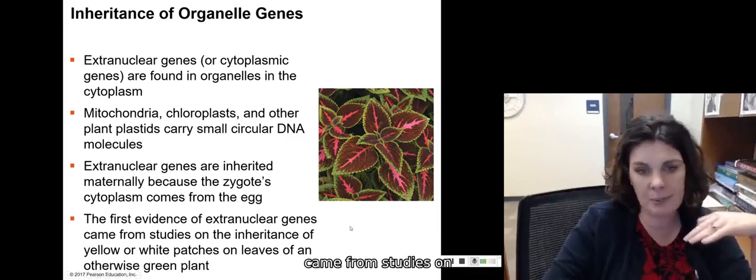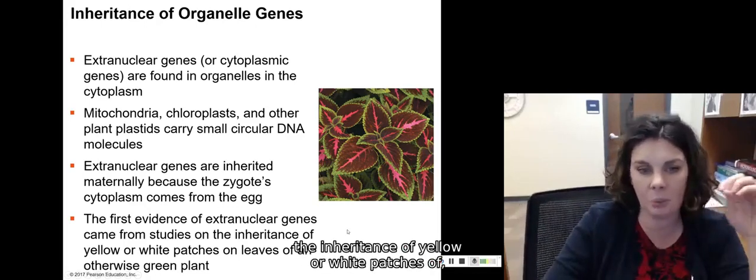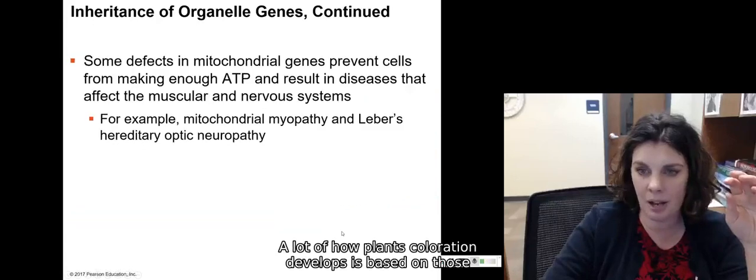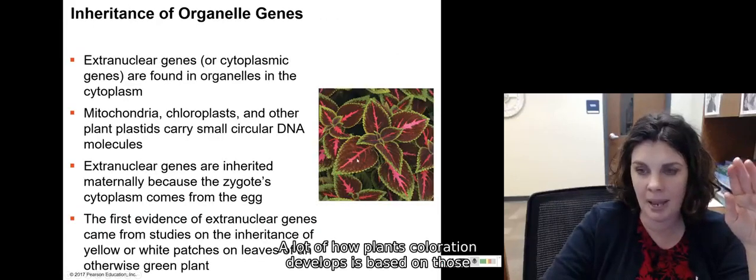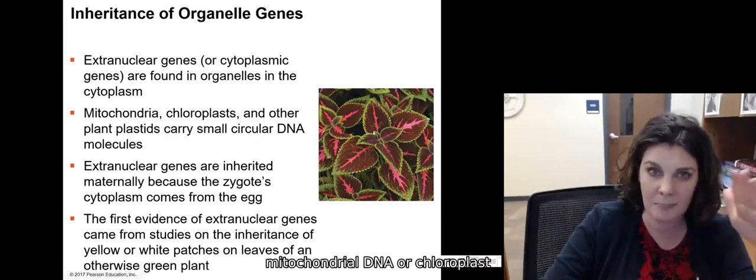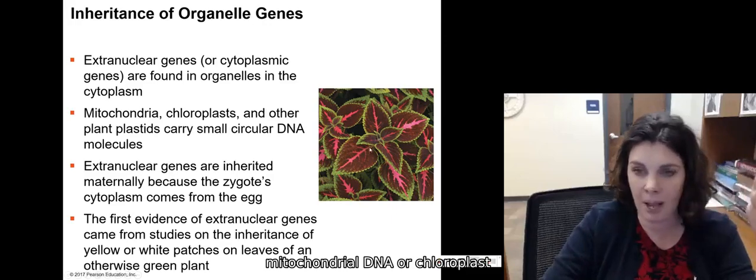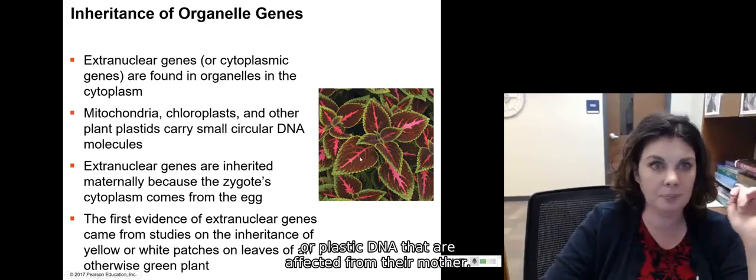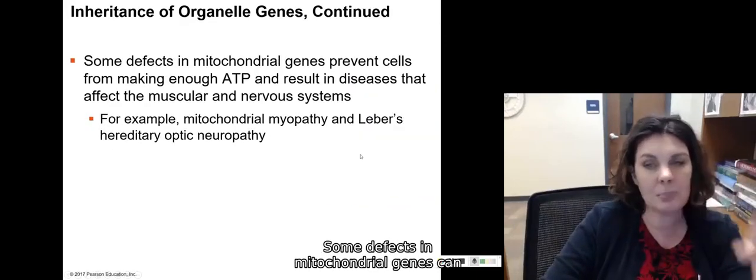The first evidence of extranuclear genes came from studies on the inheritance of yellow or white patches on leaves of an otherwise green plant. A lot of how plants' coloration develops is based on mitochondrial DNA or chloroplast or plastid DNA that are inherited from their mother. Okay.